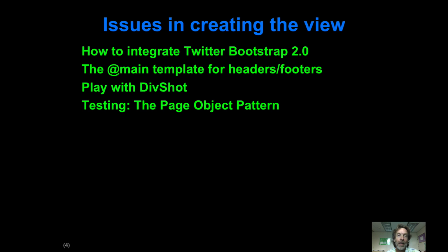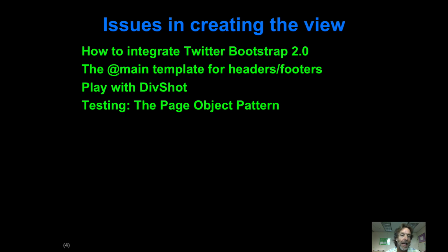Maybe we'll see that. Okay, so in creating the view, I'm going to talk about four main things in this screencast. One is how you integrate Twitter Bootstrap 2.0 into your Play application. Then this idea of having a main template which is going to refactor out the code required for the header, footer, the stuff that's constant throughout your application. And then how you go back and forth between Divi Shot and Play when doing development.